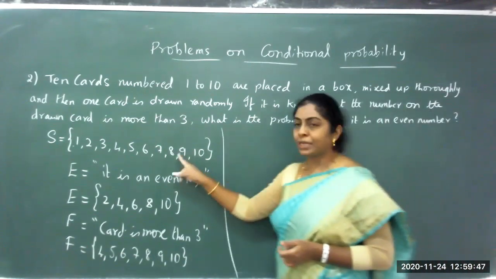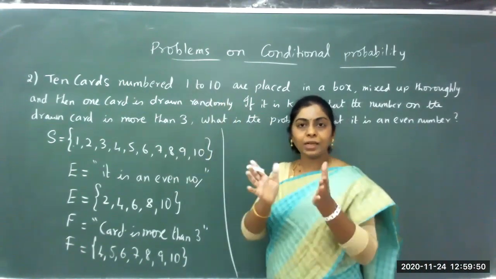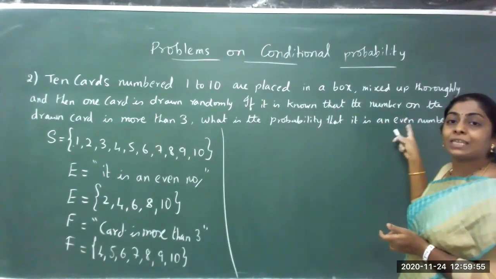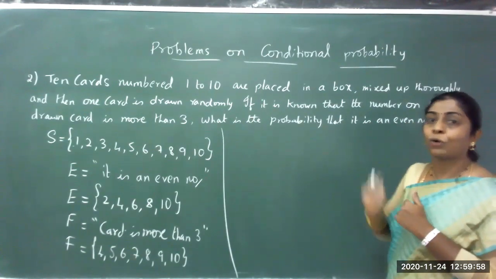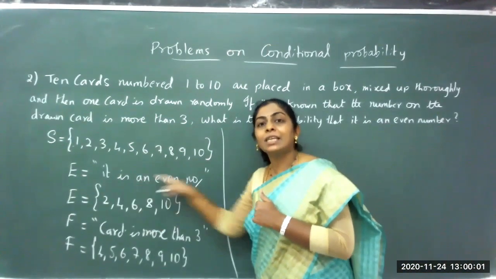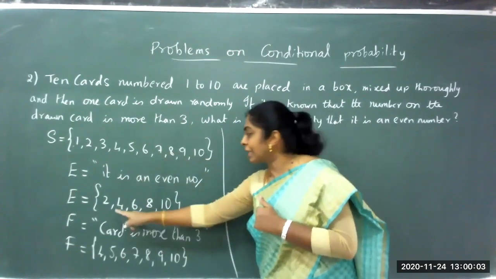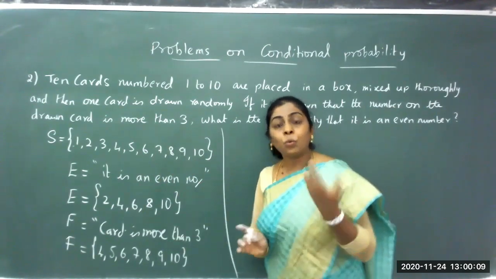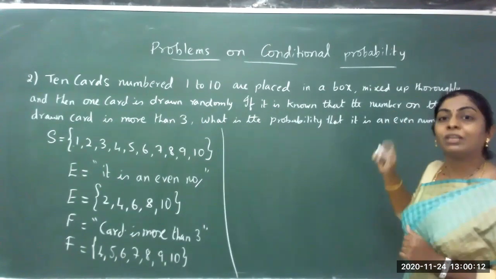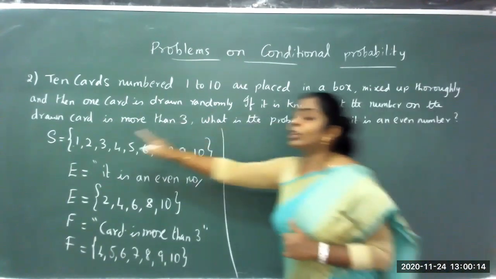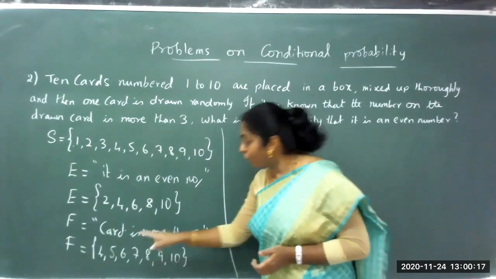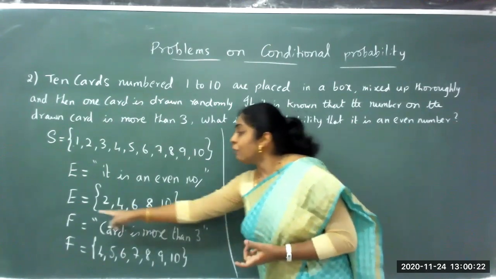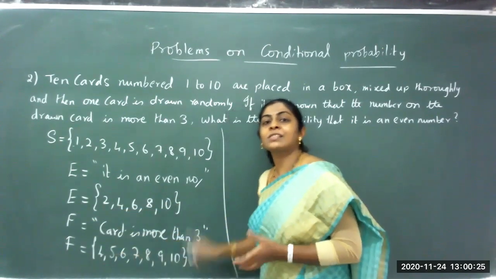I got the sample space from the experiment where 10 cards, 1 to 10, are placed in the box. Then I have to find the probability that it is an even number, so this is event E. For event E, the only possible cases are these 5 even numbers from 1 to 10. What is the given condition? It is known that one event has occurred: the number on the drawn card is more than 3. That is event F, and its cases are 4, 5, 6, 7, 8, 9, 10.